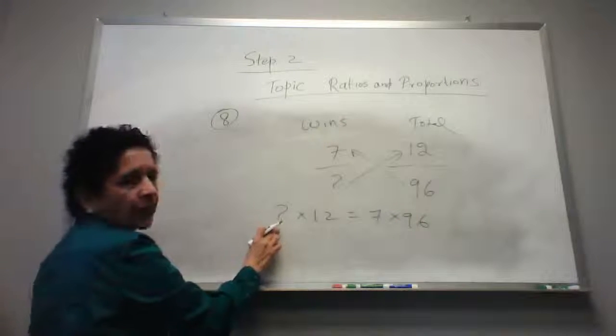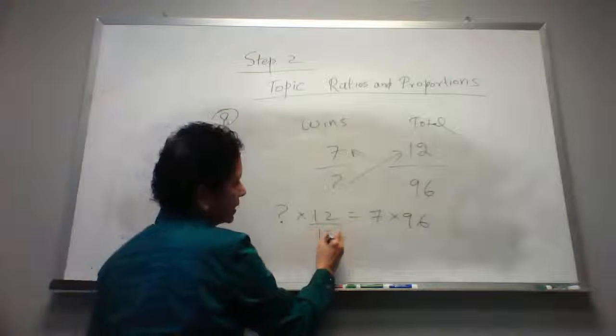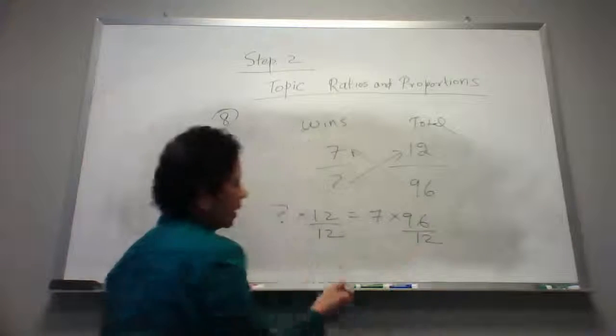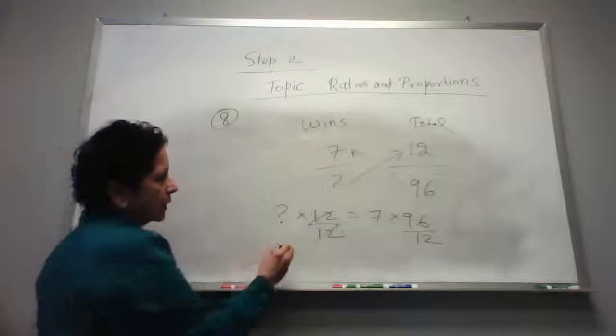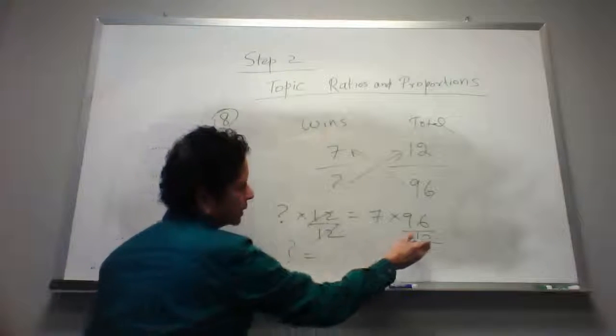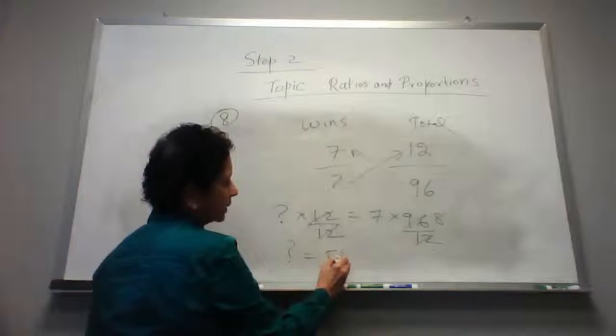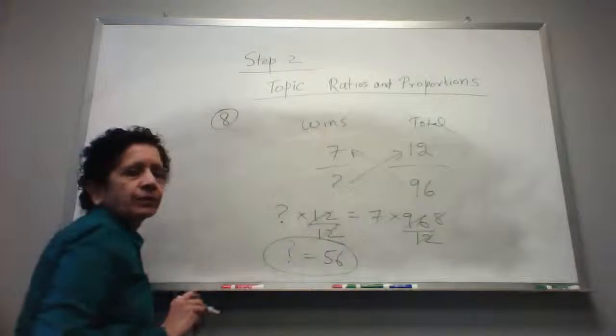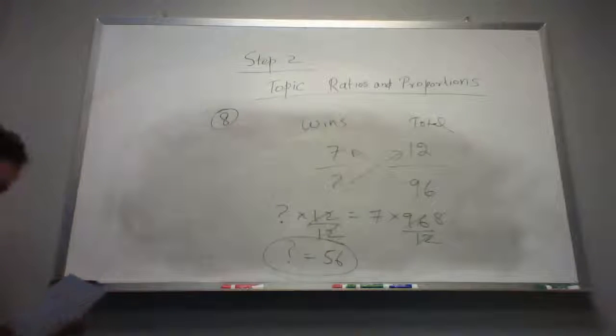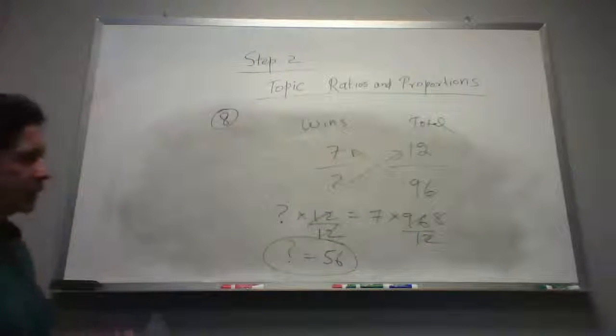So I want to find out what my question mark is. So I divide both sides by 12, and then that's gone. So question mark equals, and then this goes 8 times, so 56, okay? So that's the answer.